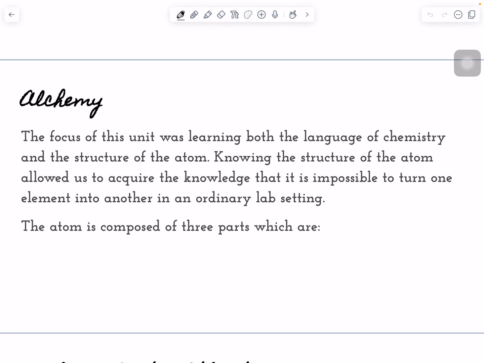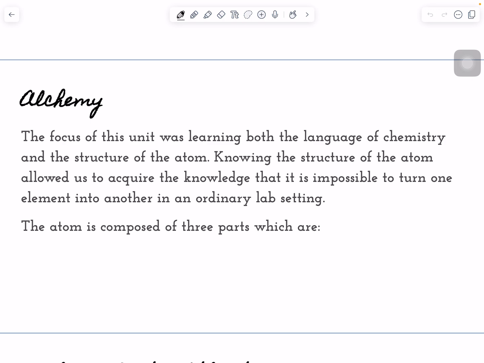In Alchemy, the focus of the unit was learning both the language of chemistry and the structure of the atom. Knowing the structure of the atom allowed us to acquire the knowledge that it is impossible to turn one element into another in an ordinary lab setting. So I was unable to turn copper into gold because of the structure of the atom.